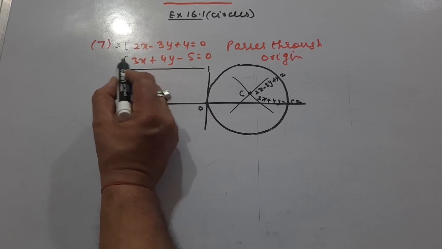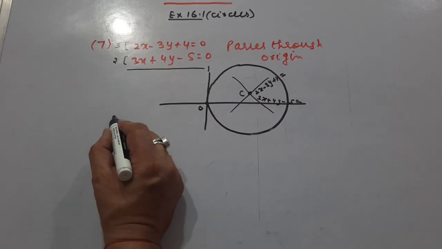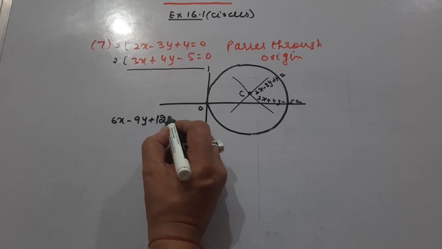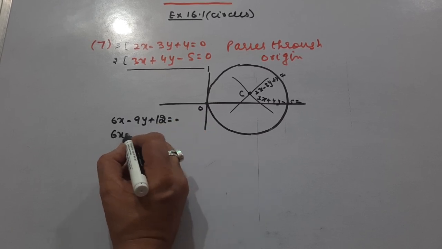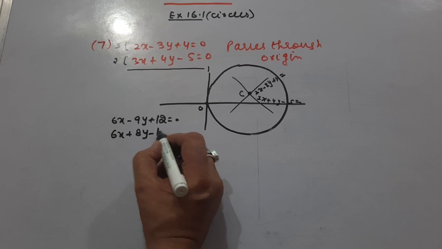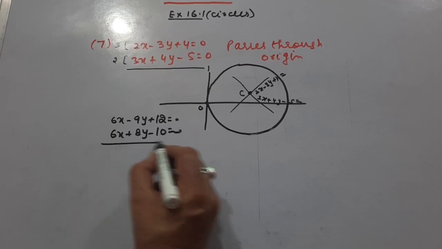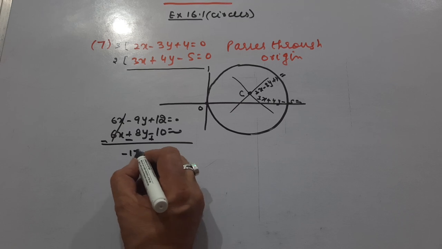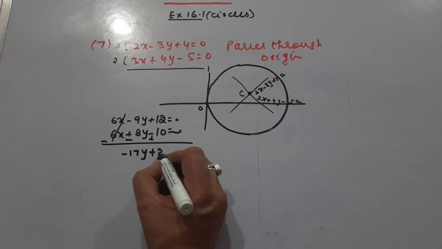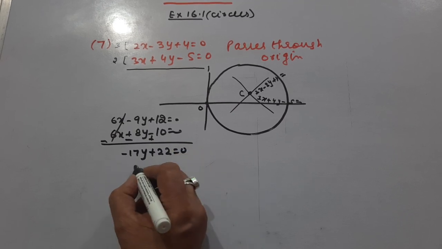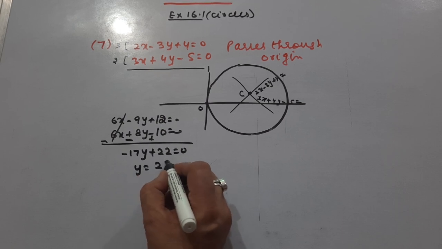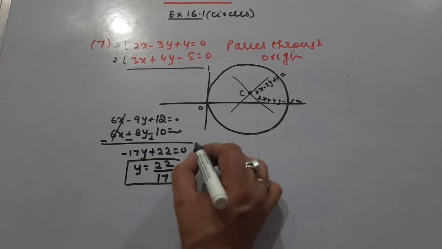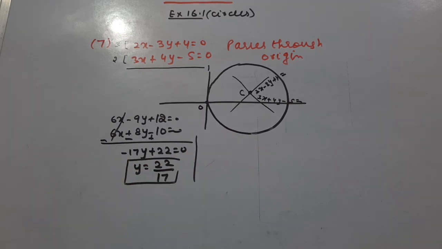So multiply this equation by 3 and the other by 2. So we get 6x minus 9y plus 12 equal to 0, and 6x plus 8y minus 10 equal to 0. Subtracting, 6x cancels out. Minus 17y plus 22 equal to 0. So y is 22 upon 17. This is the value of y. Right? Now find the value of x.